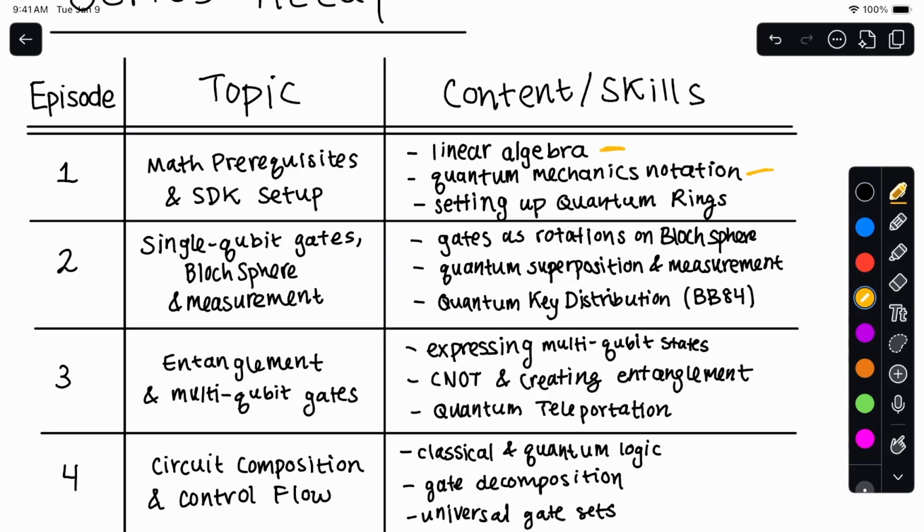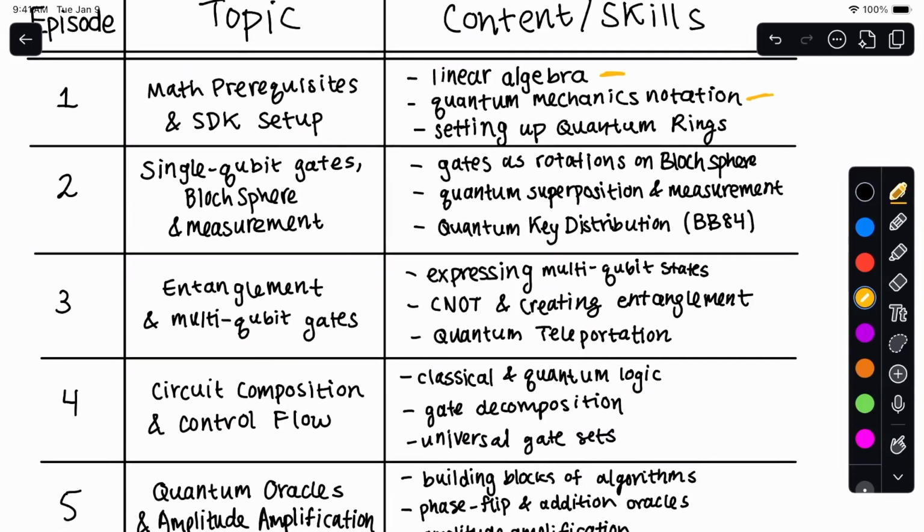In episode 2, we talked about single qubit gates and how they're simply rotations on the Bloch sphere. We learned about quantum superposition and how measurement collapses our wave function, it collapses our superposition. Even though we exist in a superposition state at first, after the measurement, we'll only end up in 0 or 1. And then we also learned the BB84 quantum key distribution protocol. This is the quantum solution to the key distribution problem, and we can have two people build up a private shared key. It's basically guaranteed by the laws of quantum mechanics that their key is safe from eavesdroppers.